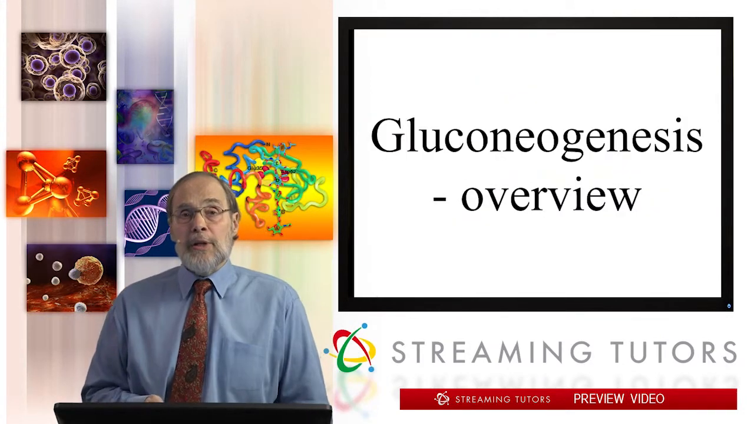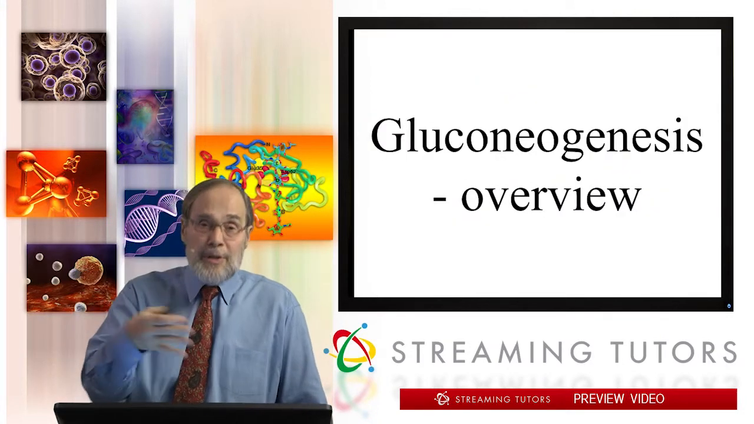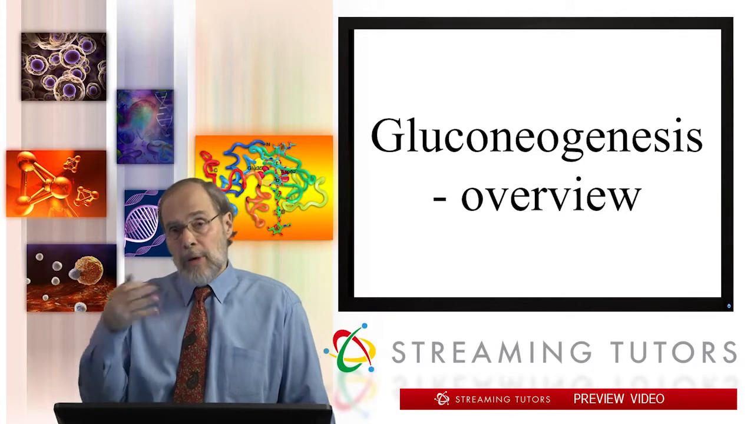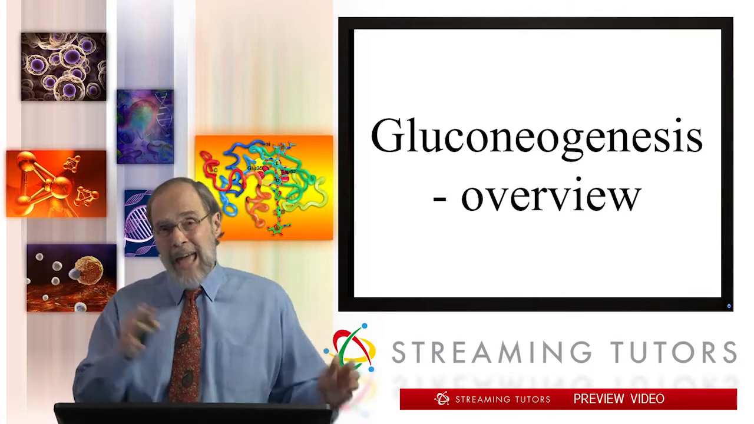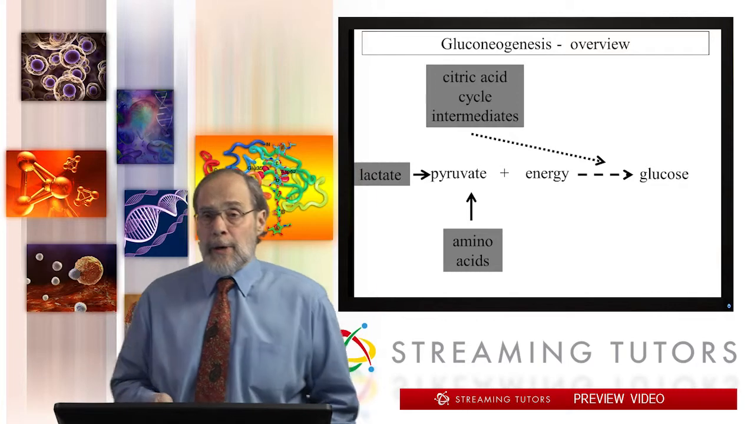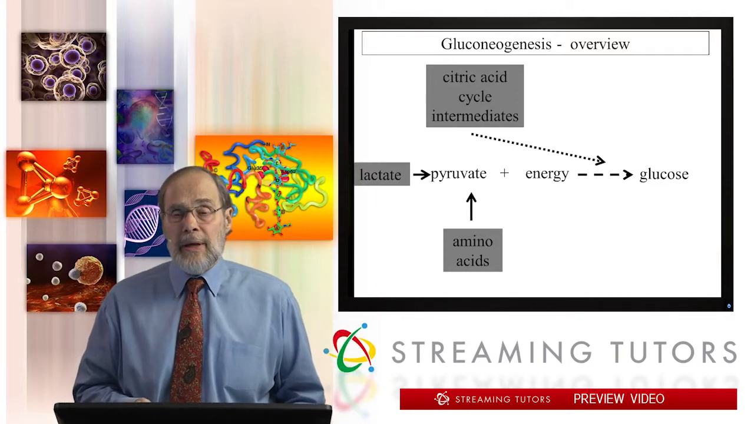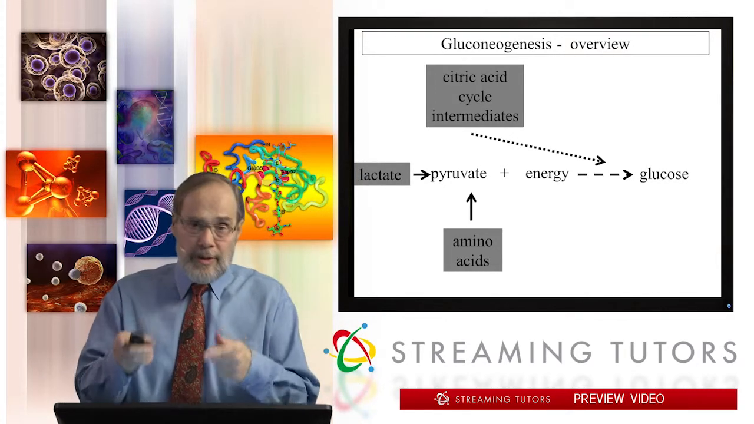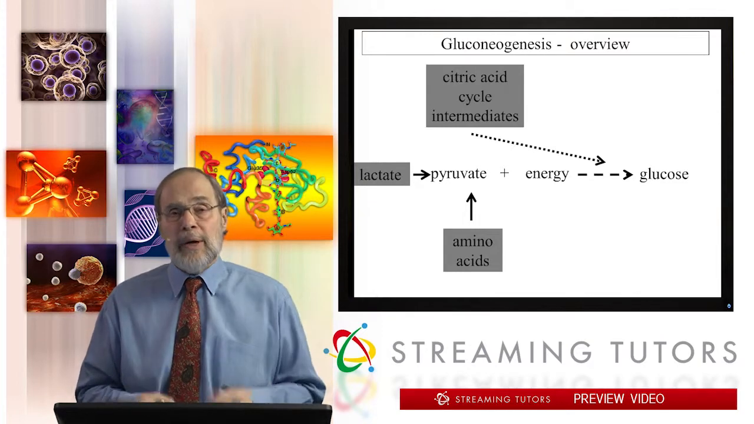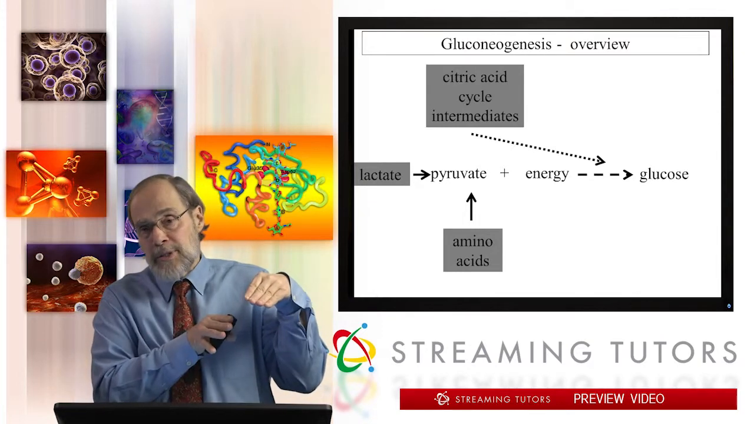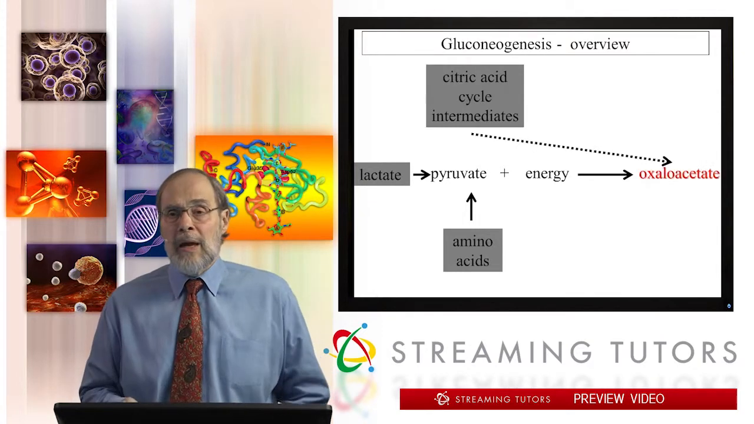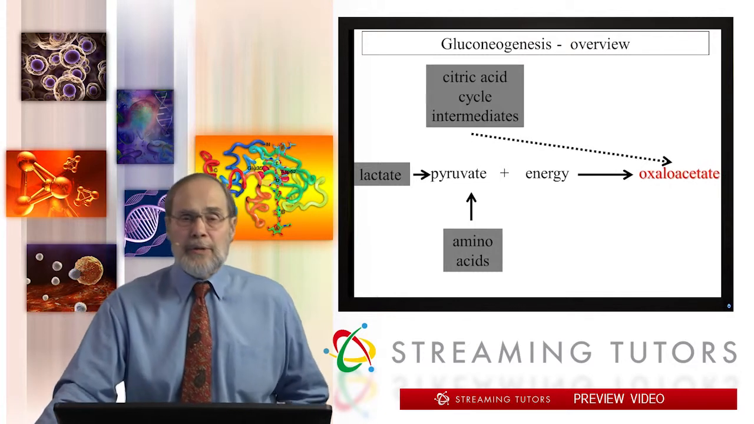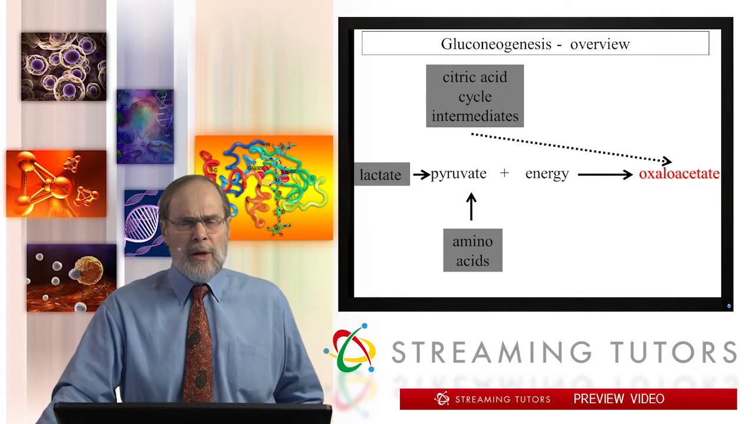Okay, so let's look at an overview of the biochemistry of gluconeogenesis, and then we'll come back and look at the reaction mechanisms that are involved. So again, these are the things that can feed the citric acid cycle intermediates. Lactate or amino acids can all feed pyruvate into the process, or the equivalent, as you'll see. In fact, oxaloacetate turns out to be a crucial intermediate in gluconeogenesis.